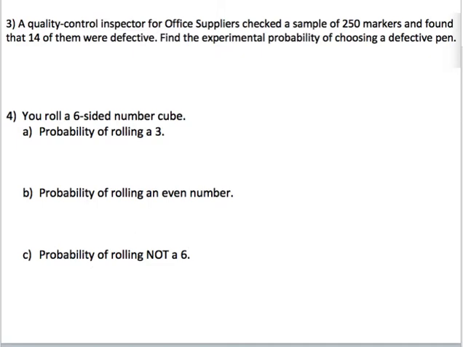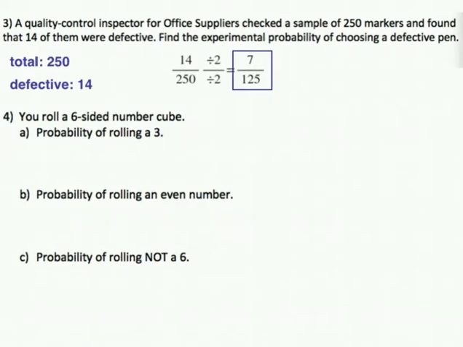So, if you read that carefully, it tells us what the total number of items or total number of markers are, and then it also tells us the number of markers that we care about in terms of calculating the probability. They ask us to calculate the probability of choosing defective markers. You put it all together in your fraction for probability, 14 markers you care about in the defective category, 250 total, and then because they're both even numbers, you could divide them both by 2 to simplify the fraction.